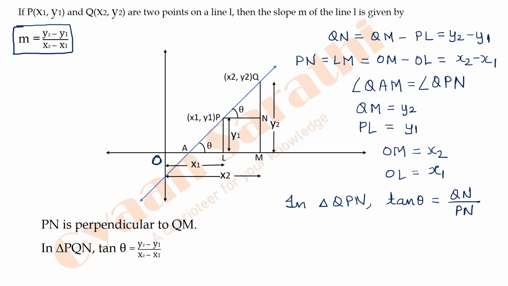Hence, substituting this value, we get tan theta is equal to y2 minus y1 upon x2 minus x1. Now, as we studied earlier, tan theta is nothing but the slope. So this represents the slope of the line. So if you have 2 points on the line, that is x1 y1 and x2 y2, then the slope of the line is given by y2 minus y1 by x2 minus x1.